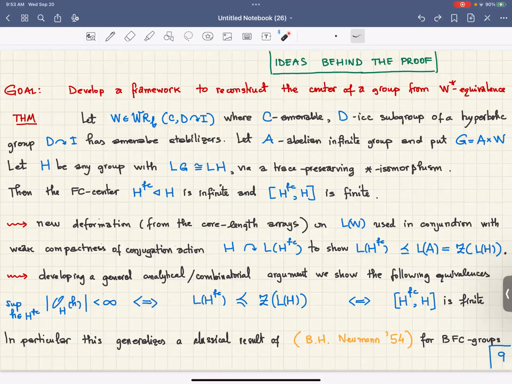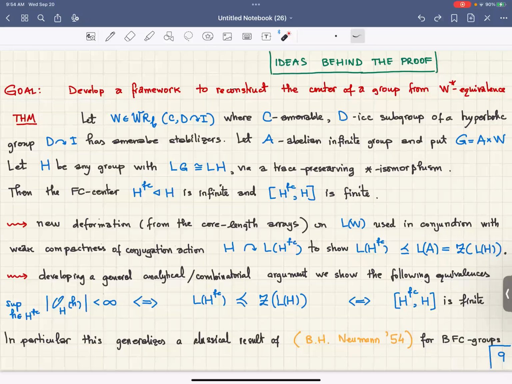But first, you cannot show it's abelian right away. What you can show, and this involves a lot of analysis, and this fact that these cocycles have bounded support, is reflected in a deformation that we build for this algebra, and we can do the analysis because of this condition. At the end of the day, if L of G is isomorphic to L of H, then this FC center is not necessarily the center, but up to a finite normal subgroup it is the center. Namely, this commutator is finite.